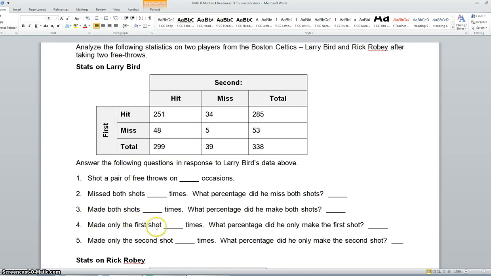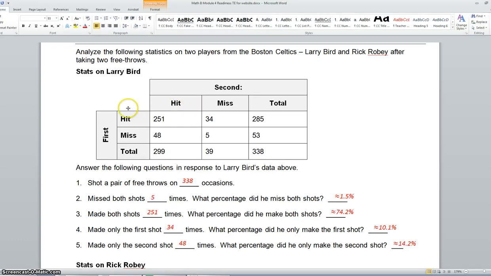He made only the first shot how many times? So take a look here. This is the first shot. He makes only the first shot, so he hits the first shot, but that means he has to miss the second shot. So that's this and this, so the answer should be 34, and that's what you see here. 34 times out of 338, take this divided by this on your calculators, move the decimal twice, and that's why you have this answer, 10.1%.